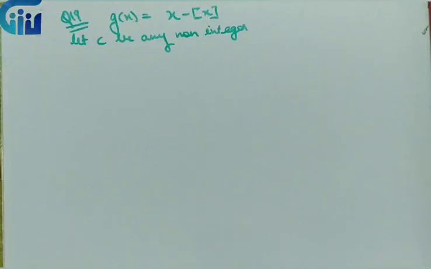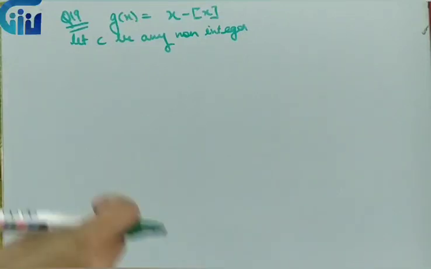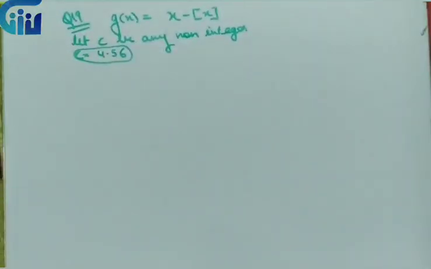Non-integer means, let's say C is 4.56. I'm just taking an example for your clarity. So C is any non-integer, meaning the decimal numbers, the fractional numbers, other than the whole numbers like minus 1, 1. Whole number means the complete number, not in decimal. So let's take C to be 4.56.